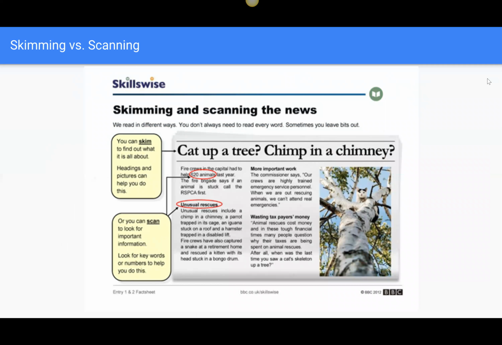So skimming versus scanning, you can look at a newspaper and skim and scan the news. You can skim to find out what it's all about. This is by reading headings, looking at pictures and captions. So you're really not reading most of it. You're just skimming around and seeing what might interest you and get a general gist of what happened. Or you can scan to look for important information. So if you're looking for keywords or numbers, you're looking for something in particular, that's when you're just going to very quickly scan through the text and find the word you're looking for.